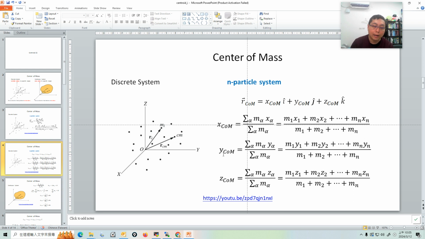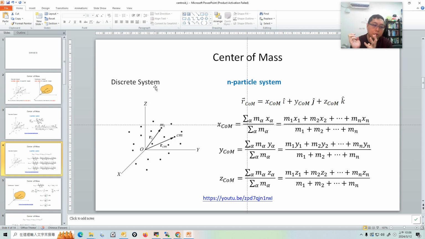For the y component of the center of mass position vector, each mass times its y coordinate: mass 1 times its y coordinate, mass 2 times its y coordinate, and divide by the total mass of the system. For the z component, each mass times its z coordinate, add them together and divide by the total mass. That's the discrete system. Calculating the center of mass is not that hard, right?